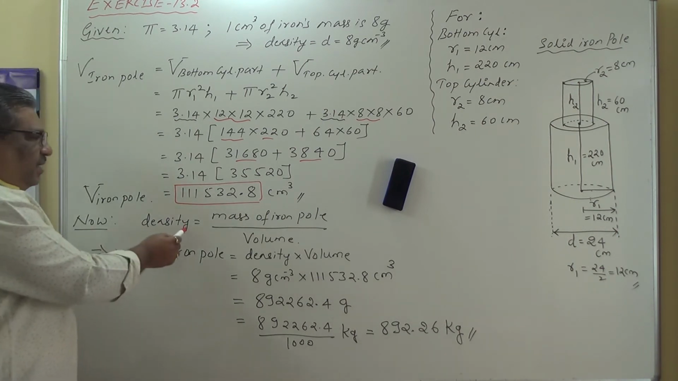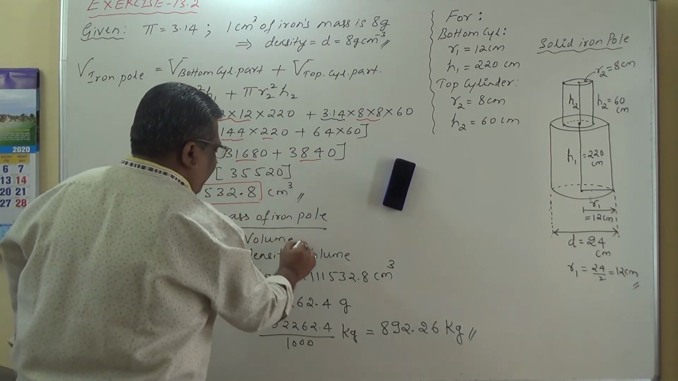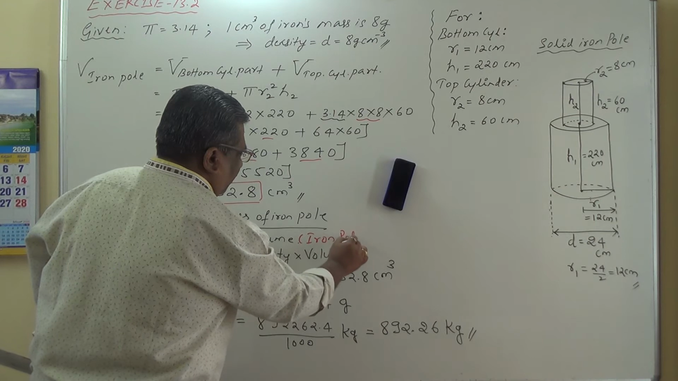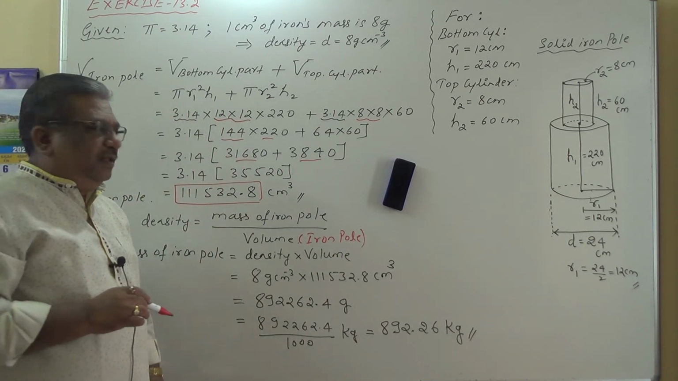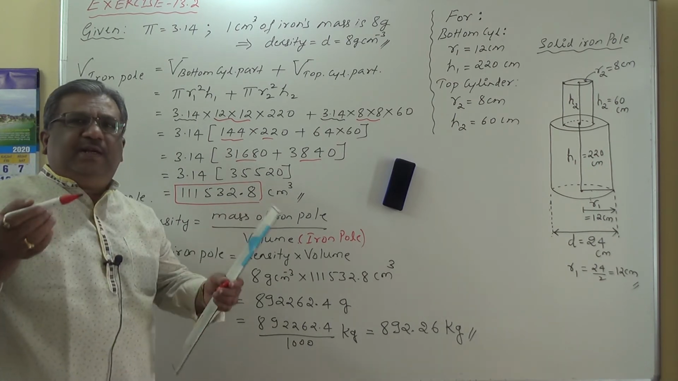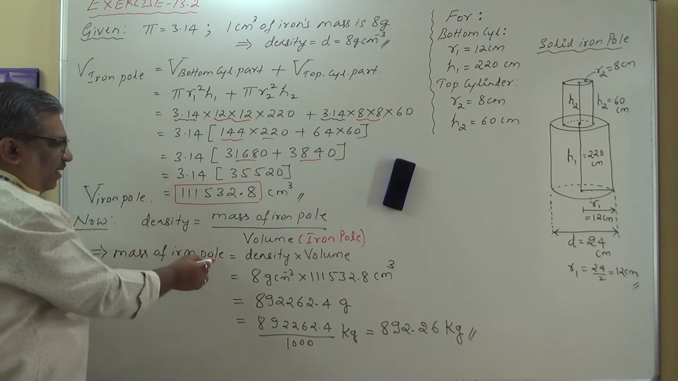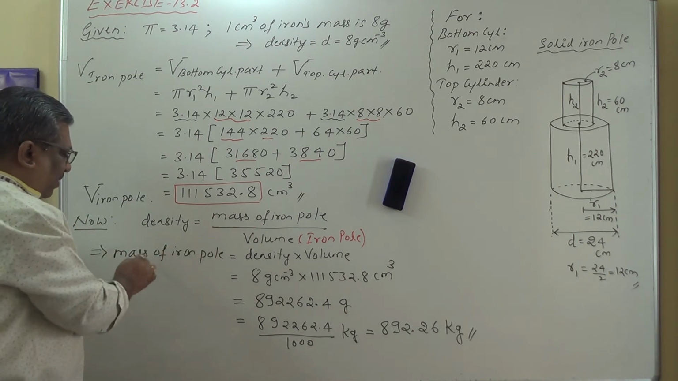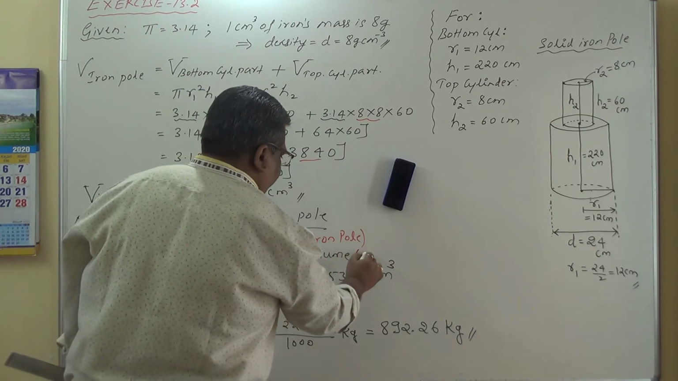Now, density is mass of the iron pole divided by volume of iron pole. Is it not? If I ask you to calculate the density of this one, then definitely the formula for density is mass of the iron pole divided by its total volume. That gives you the density. So, transposing this, mass of the iron pole is density into volume of the iron pole.